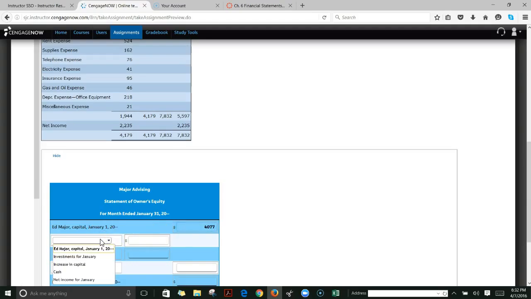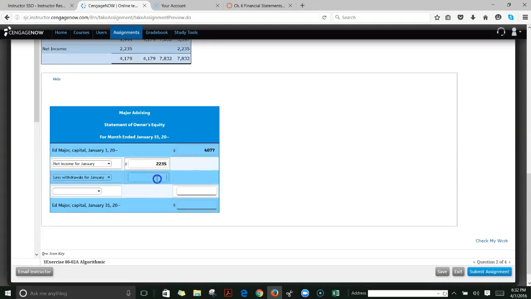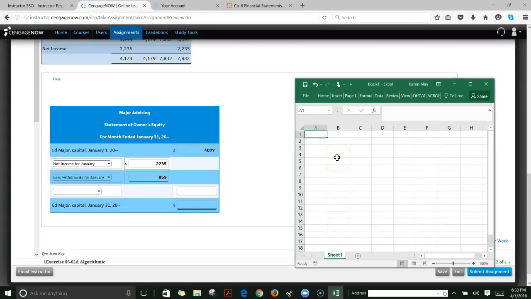Then we take the net income for January, which is $22.35, and we subtract the withdrawals from it for January, so minus the withdrawals, or the drawing in this case, $8.59. Then I'm going to use my spreadsheet to subtract that, so 22.35 minus the 8.59, and that's 13.76.